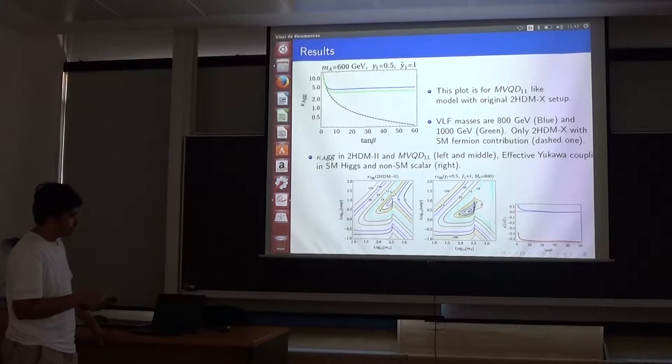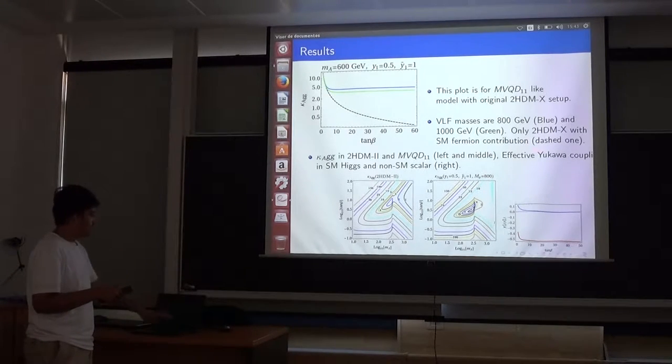But when we look at the effective couplings of the Higgs and the non-standard scalar, we get the effective coupling of the Higgs, after some tan beta, close to a very small number, but still the non-standard scalar coupling remains a relatively larger value.